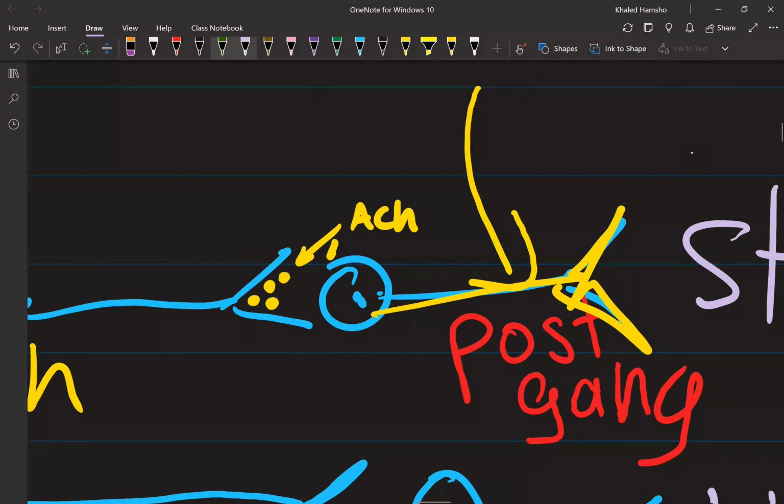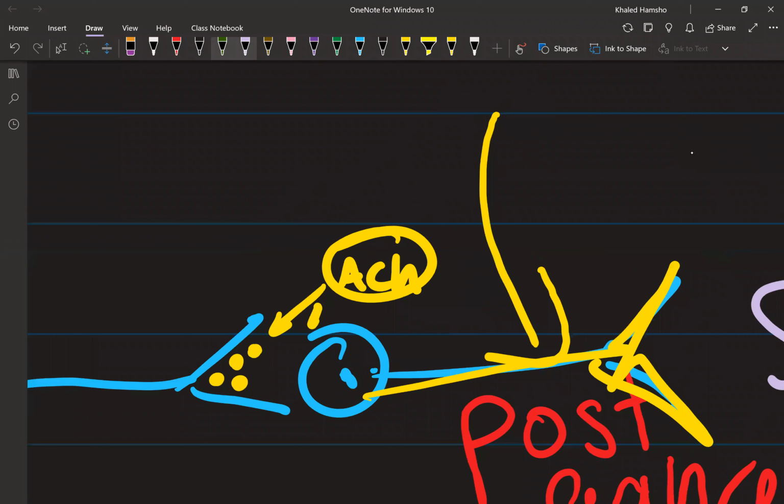Acetylcholine. So these neurotransmitters are acetylcholine. So this is what? Cholinergic. Yeah, this is cholinergic, but this is what the neurons use.